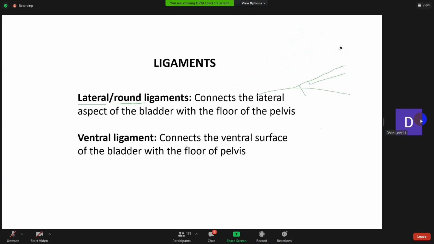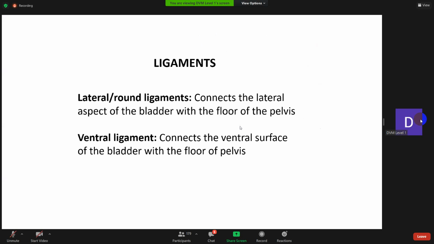Sometimes we ask in the exam, what are the ligaments of the urinary bladder? The lateral ligament connects the lateral part of the bladder to the floor of the pelvis. The ventral ligament connects the ventral surface of the bladder with the floor of the pelvis. That is the thing. So these are the ligaments of the bladder.